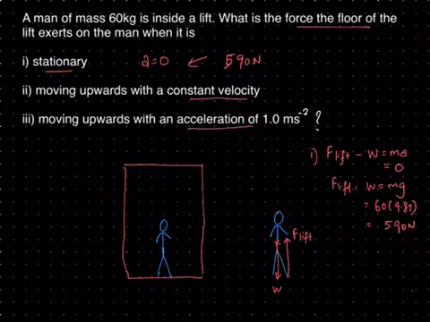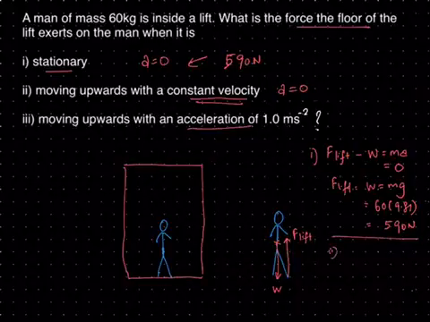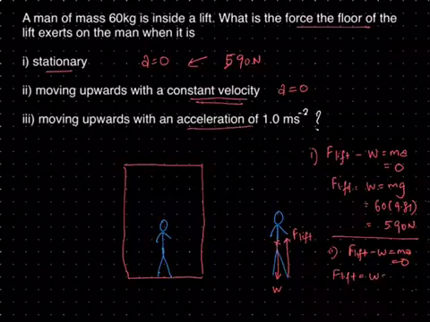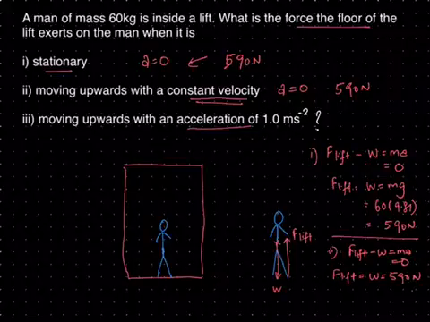Now if you look at the second scenario, moving upwards with constant velocity. The term constant velocity tells you that again the acceleration is 0, and we can safely say that again the force of the lift minus W, the net force, is 0, which gives you the force of the lift equals the weight again, and that equals 590 newtons. So for scenarios 1 and 2, the force the floor exerts on the man is the same as the weight of the man.